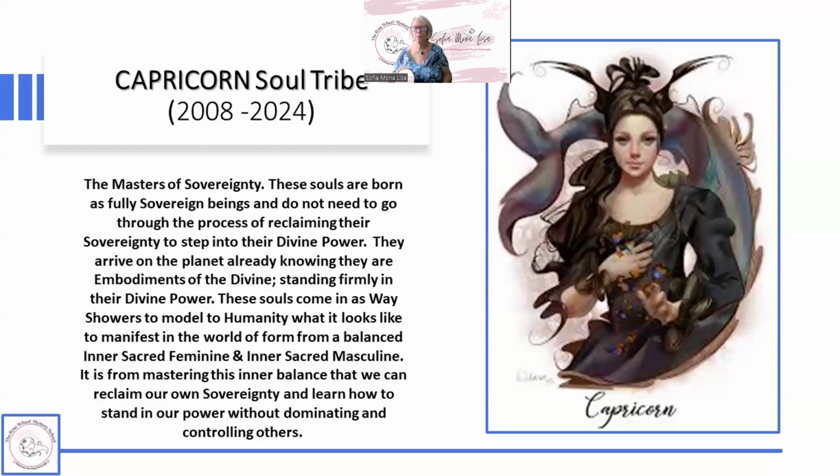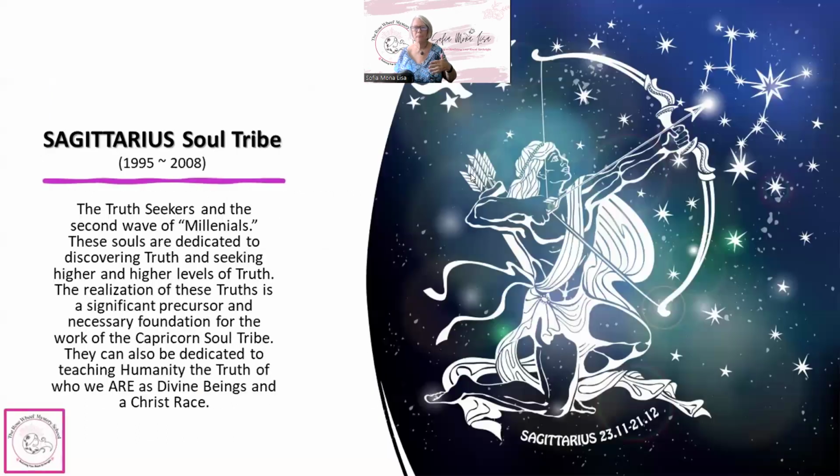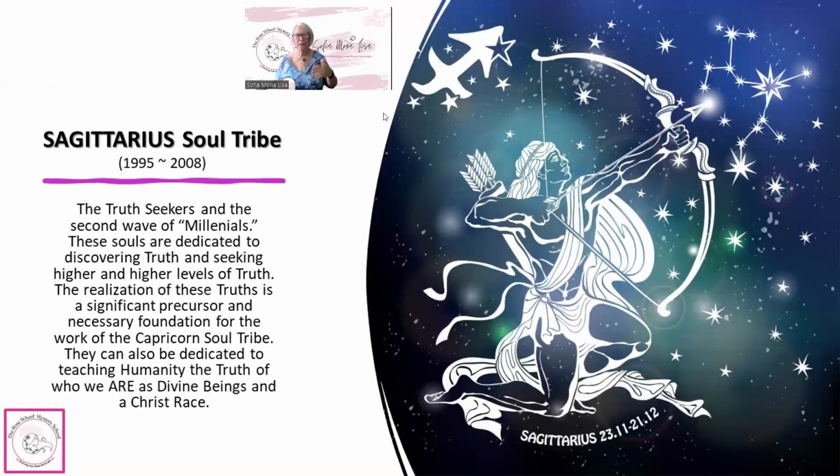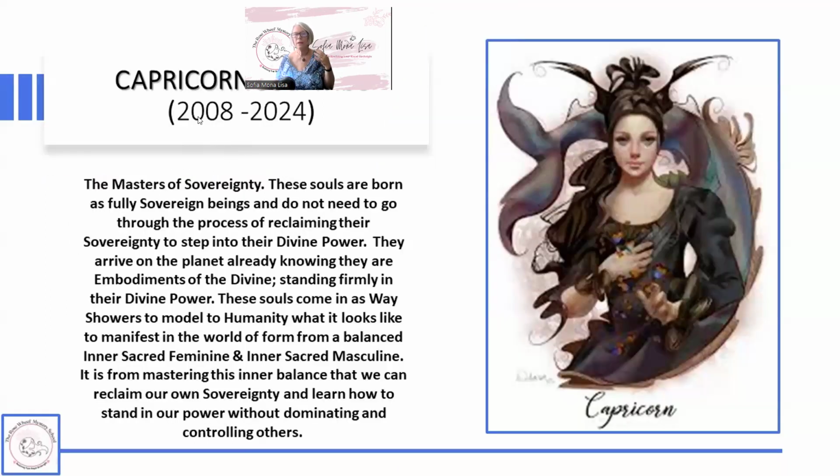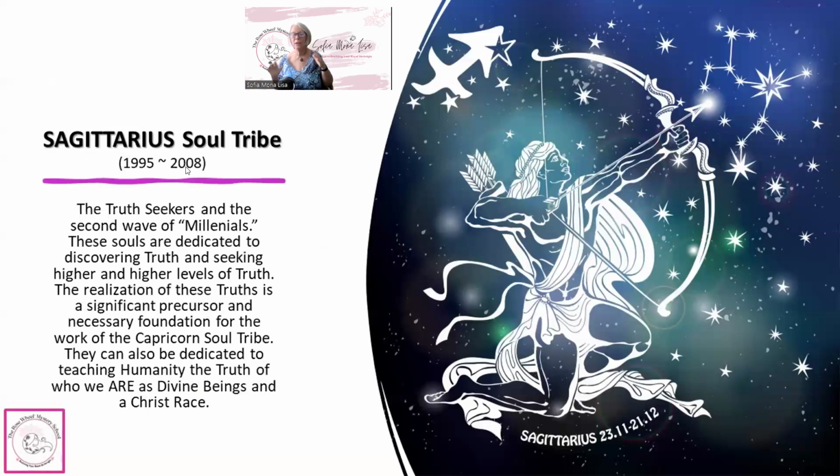Okay. It is from mastering this inner balance that we can reclaim our own sovereignty and learn to stand in our power without dominating and controlling others. So this is a really important, I mean, they're all important soul tribes, but right now, in terms of what's been happening on the planet, these soul tribe members especially are a great gift to humanity. Okay, so before the Capricorn soul tribes started coming onto the planet, the Sagittarius soul tribe was showing up. And they started showing up from 1995 through 2008. Keep in mind, right, 2008, you might be a Sagittarius soul tribe member, or you might be a Capricorn soul tribe member. So you gotta look at your chart.